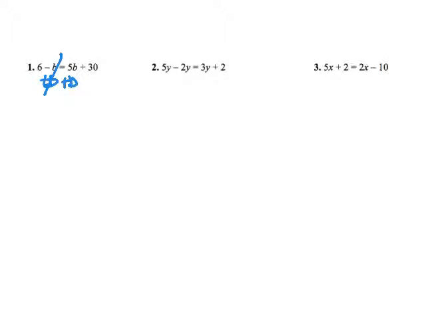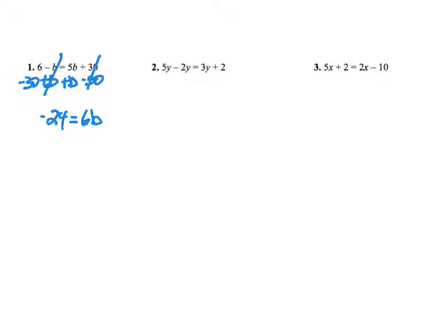I'm also going to move the 30 because I just want b's on one side and numbers on the other. So I'll subtract 30 from both sides, and I'll cancel here. So what I've got left is 6 minus 30. Well, 30 minus 6 is 24, but it's negative because it was the opposite direction. And 5b plus one more b is 6b's.